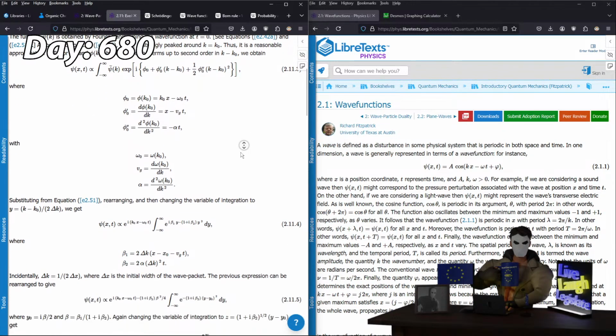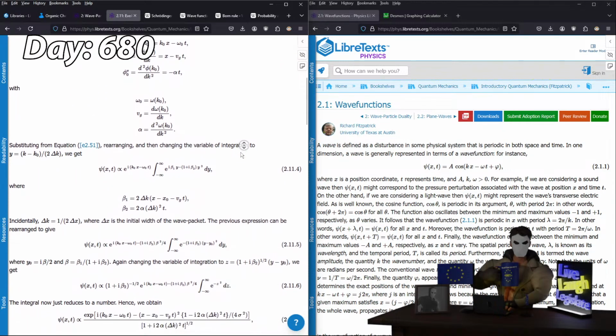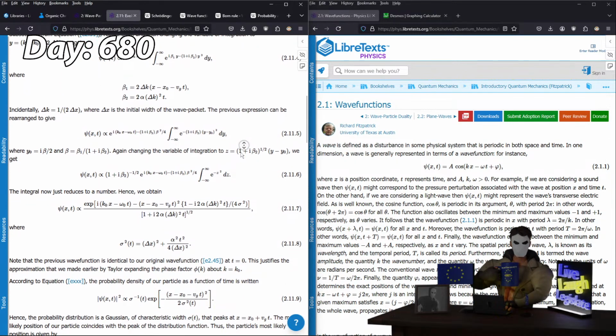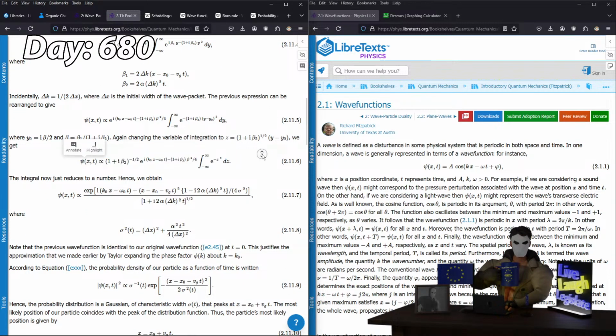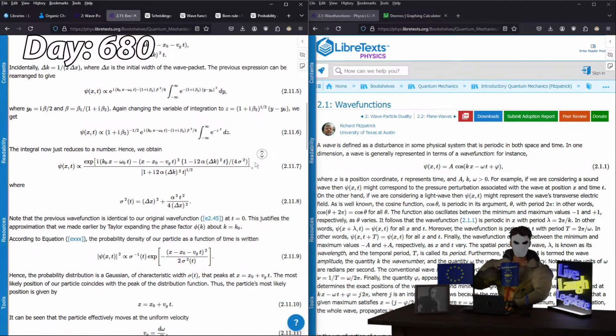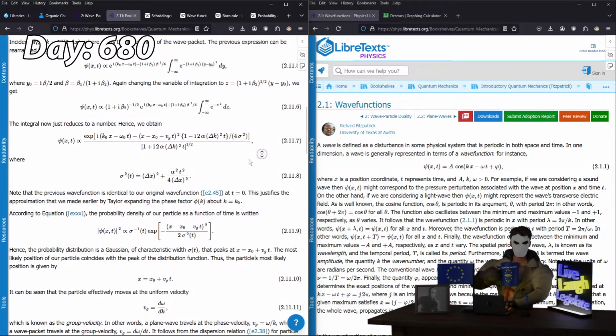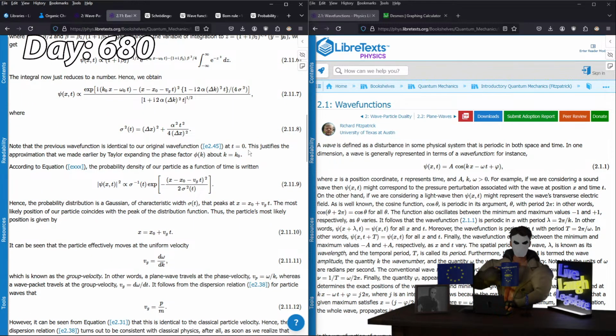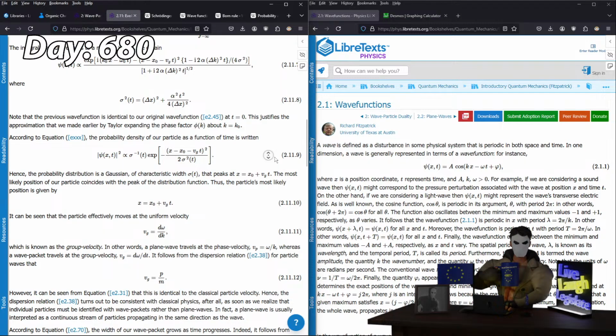We get acceleration this way. The equation changes with integration to this, where, incidentally, the initial wave packet can be rearranged to give this monster, where y is equal to this. I can change the variable to z, and we get this. The integral now just reduces to a number, hence we obtain this expression with sigma squared. Now the wave function is identical to the original wave function, which justifies the approximation that we made earlier by Taylor expanding the phase factor. From the equation, the probability density of our particle as a function of time is written like this.